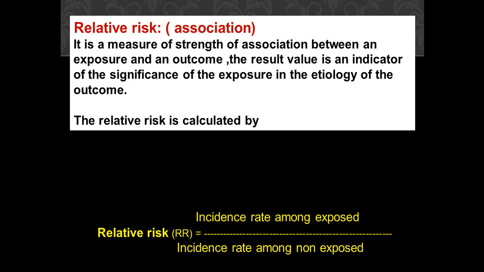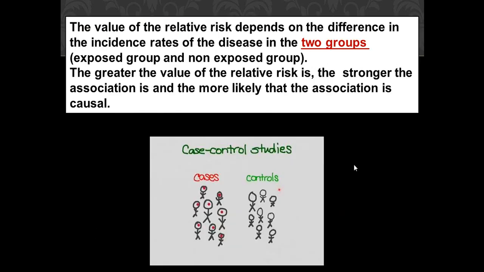So the relative risk is calculated by the incidence rate among the exposed over the incidence rate among the non-exposed. So the value of relative risk depends on the difference in the incidence rate of the disease in the two groups, exposed and non-exposed. As here we have two groups. As we said, the exposed are the cases, and the not exposed are the control. The greater the value of relative risk, the stronger the association, and the more likely that the association is causal. So if there is a high relative risk, this risk factor is the cause of the disease or the outcome.